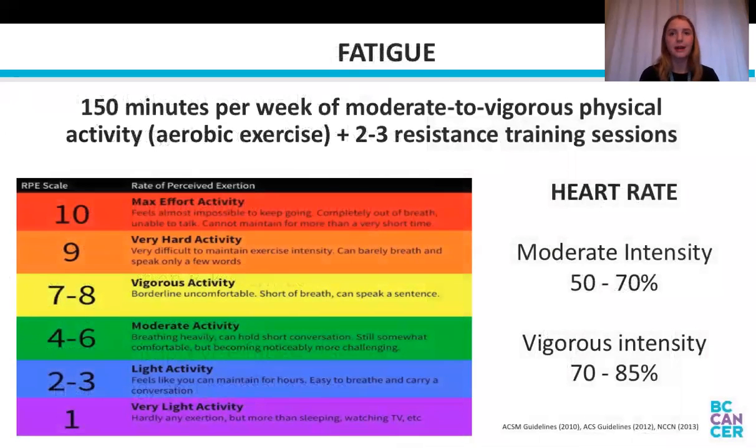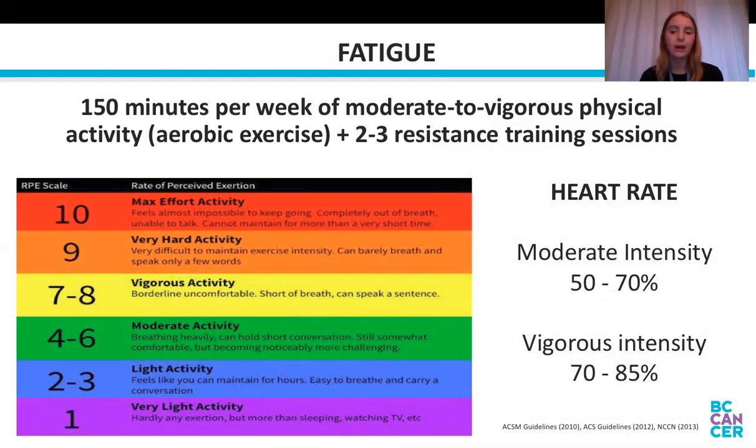So again, here's our recommendation for exercise to help improve fatigue and other symptoms. And all of this information is provided in our exercise education session. So I highly recommend coming to this one if you need more information. And so make sure that your heart rate is in the target zone, moderate intensity or vigorous intensity, 50 to 70% or 70 to 85% of the time.